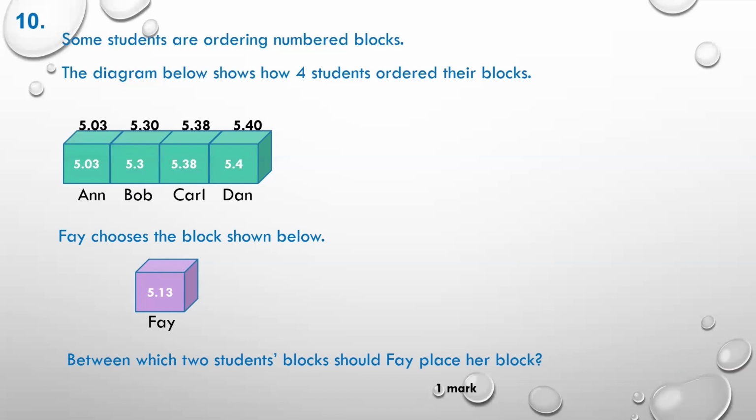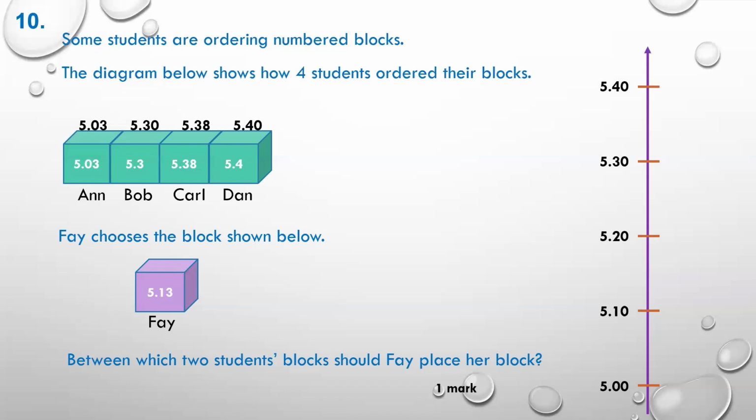Good. Now that we have this, can we see an order? Well, let's put a number line showing from 5.0, 5.10, 5.20, 5.30, 5.40, and so forth.